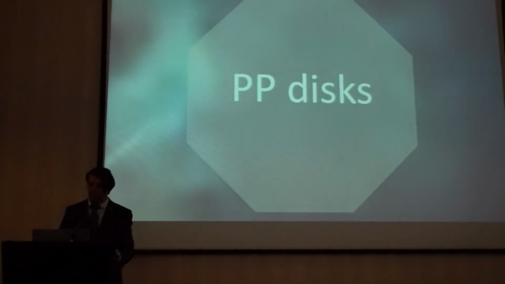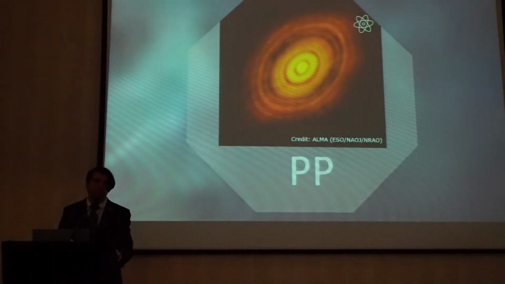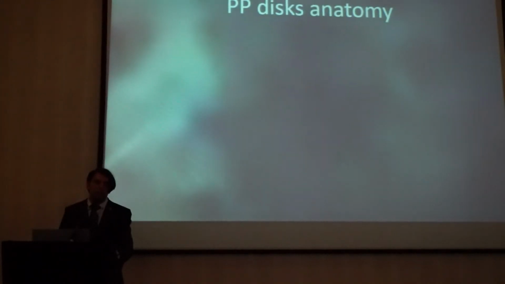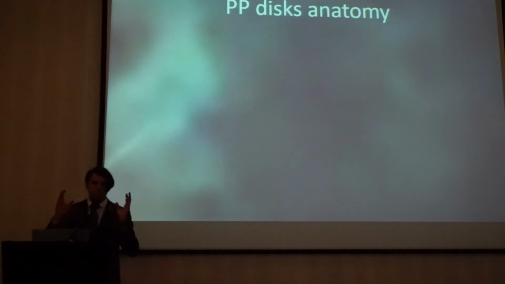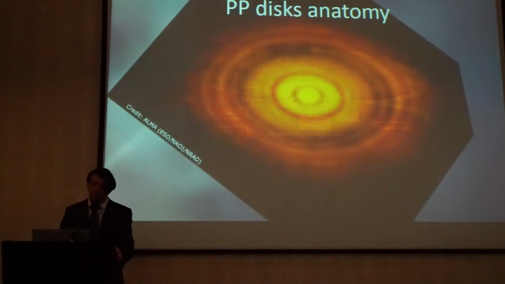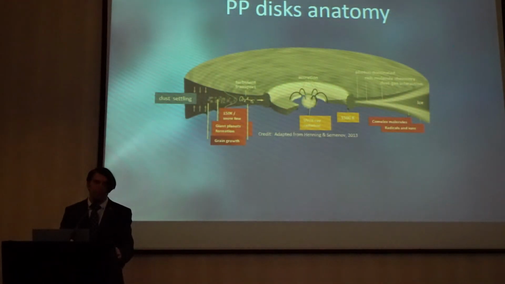So the protoplanetary disks, we are all familiar with these structures. We have beautiful pictures thanks to ALMA, for instance, of those protoplanetary disks. Let's just summarize their anatomy, because, you know, I'm a biologist, that's why I don't speak about the structure of protoplanetary disks, I speak about their anatomy. The anatomy of the disk is a very beautiful diagram from the Henning-Semenov book, which is called Protoplanetary Disks Chemistry. I highly recommend it.